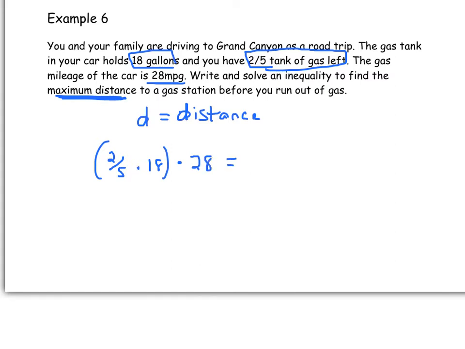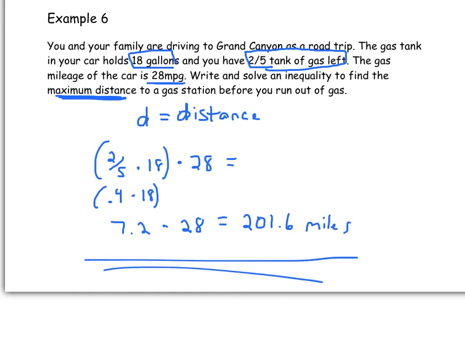So 2/5 times 18. So 2/5 is the same thing as 0.4. If you take 2 and divide it by 5 in the calculator, you get 0.4. So if I multiply 0.4 times 18, that's going to give me 7.2. And then if I multiply that times 28, 7.2 times 28 would give me 201.6 miles. That's how far I can go on my gas before I run out, which is important if you're on a road trip and you're going somewhere.